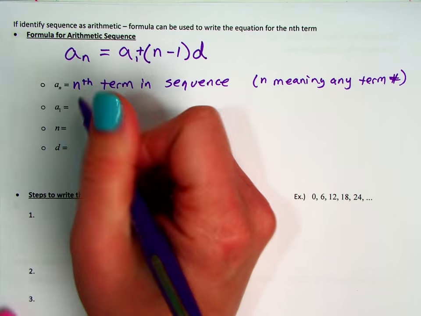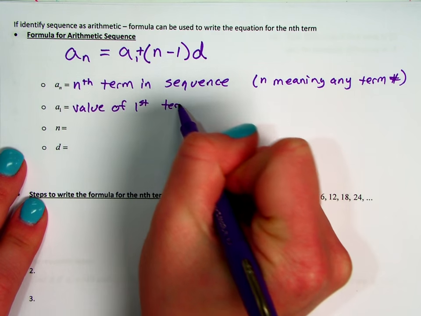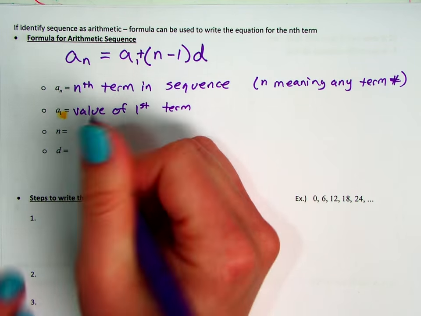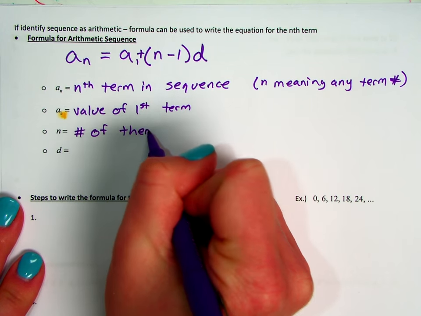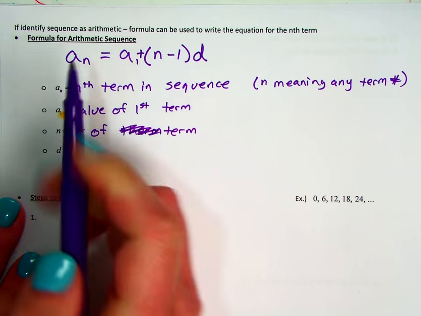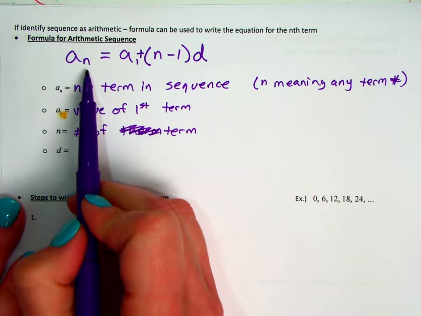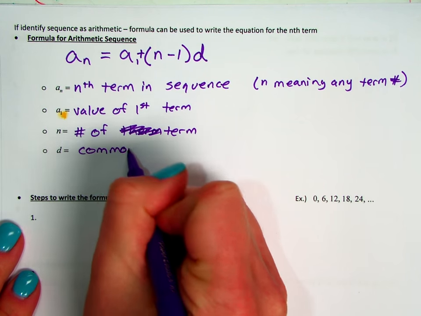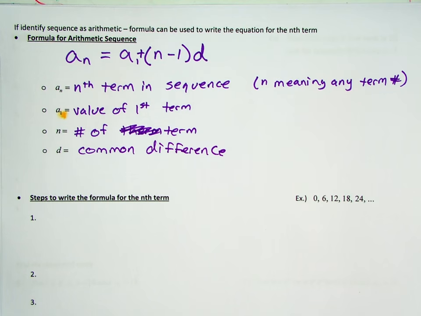A sub 1 is the value of the first term, right? Because that 1 is there. n equals the number of the term. So if we said find a sub 8, we're looking for the 8th term, so n would be 8 because we'd put an 8 here as well as here. And d stands for the common difference, remembering that the common difference is how much you go up or down by.